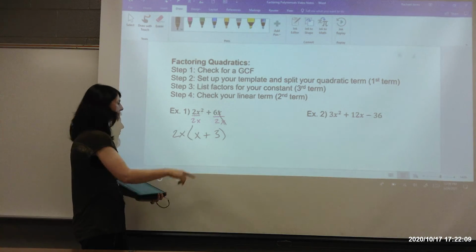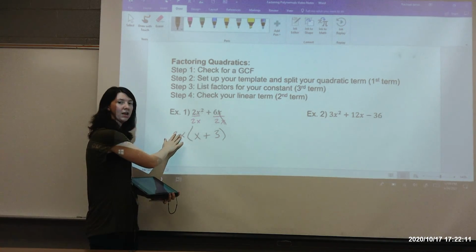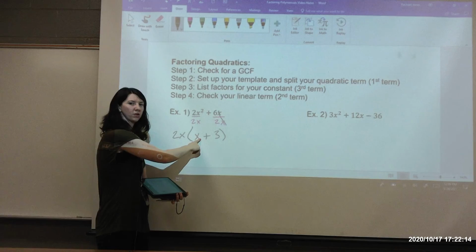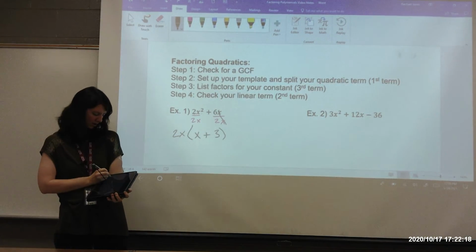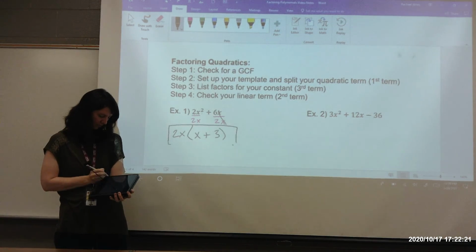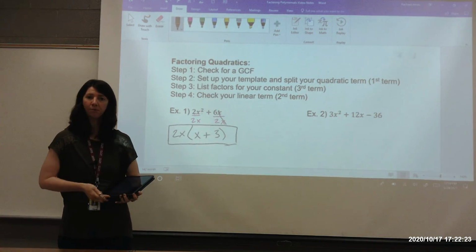So if I look here, 2x, not quadratic. X plus 3, not quadratic. You have to have the squared to be quadratic. So since we have no more quadratics, we are done. So sometimes you just have a GCF problem, and that's fine.